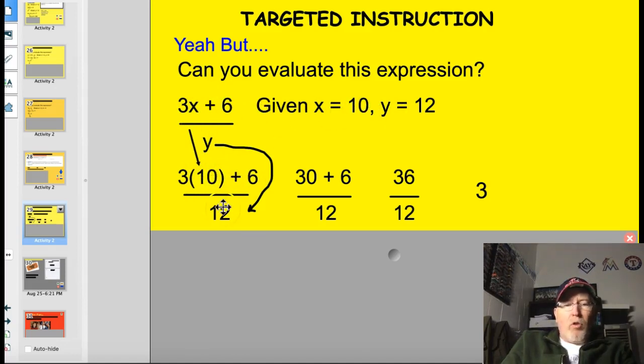So this problem right here, you can solve that. Do everything on the top, do everything on the bottom, and then divide. Well, we got 3 times 10 plus 6. That's 30 plus 6, or 36 on the top. I got nothing to do on the bottom. 36 divided by 12 is 3. There, I knew you could.